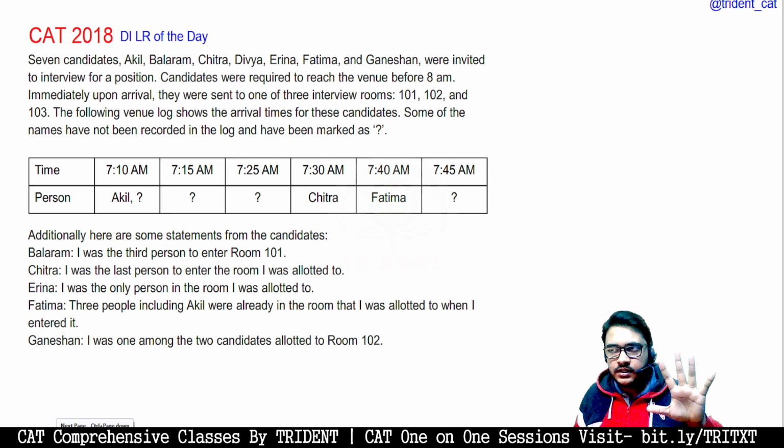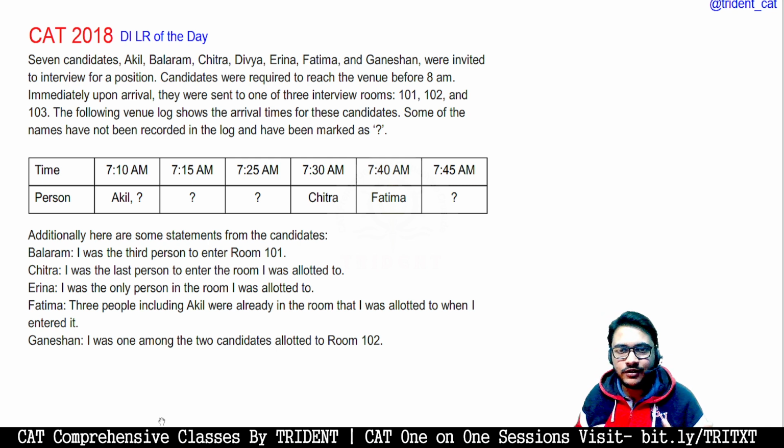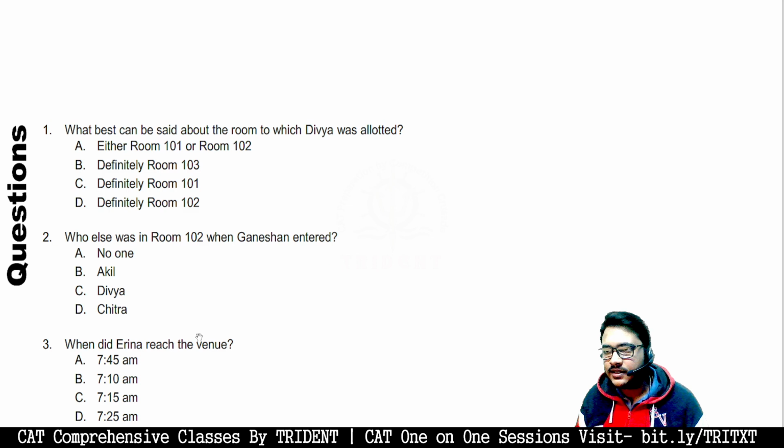Acha, the first glance at the set itself tells me that this is, to some extent, doable. Why do I say that? Because very little information, a table like a Sudoku is given, and some additional information, and that too single-liner information. So something that I can read really quick. The deductions, I don't know how difficult they will be, but let's see. Let's read the questions.